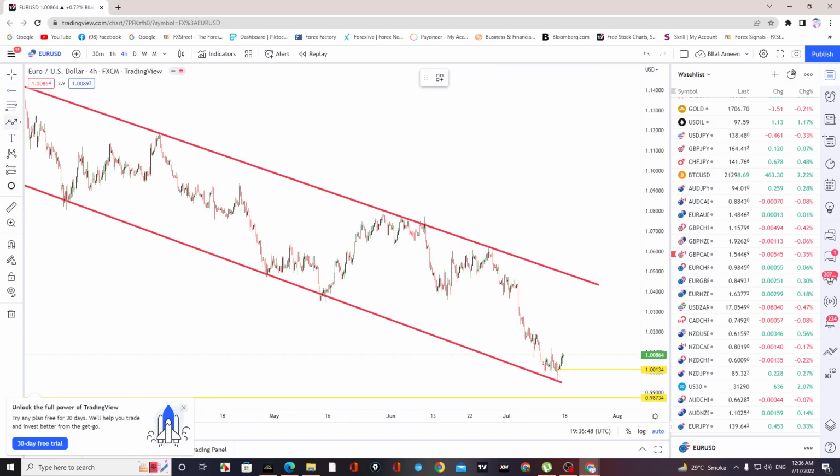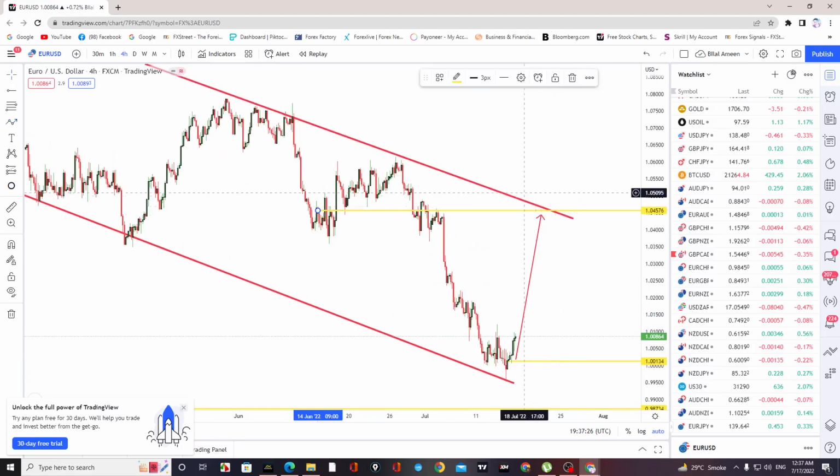Now we will place our take profit. We will place our take profit at this point, and we will also close it manually when market reaches this point, because this is our major supply zone. I hope you are understanding trade execution through trend lines.